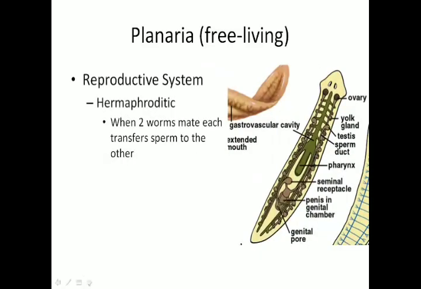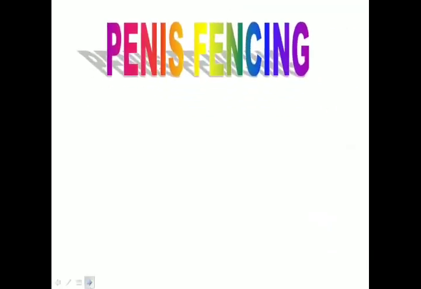Reproductive system in free living flatworms: they can be hermaphroditic, which means the worms have both female and male reproductive parts, and one organism is going to donate the sperm and the other one will receive it. The way that they decide who is going to be the female and the male in this situation is through a process we call penis fencing.